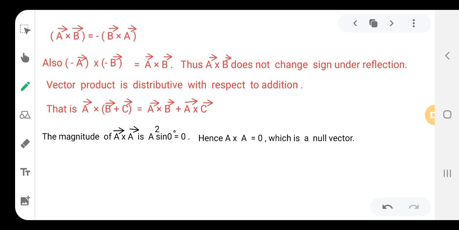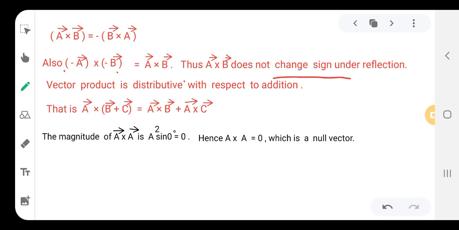Here vector A cross vector B is equal to minus vector B cross vector A, they are equal and opposite, hence we cannot reverse them. So minus A cross minus B, minus into minus will be plus, so again it will be A cross B. Thus A cross B does not change the sign under reflection.